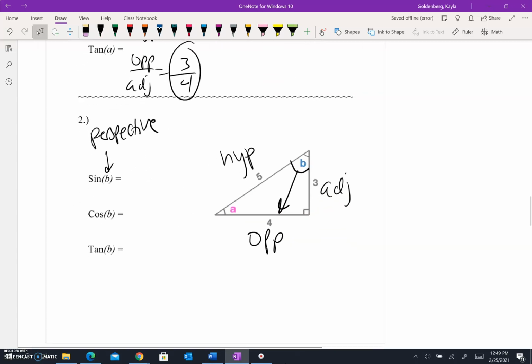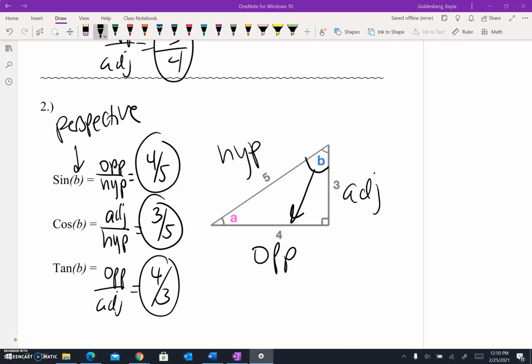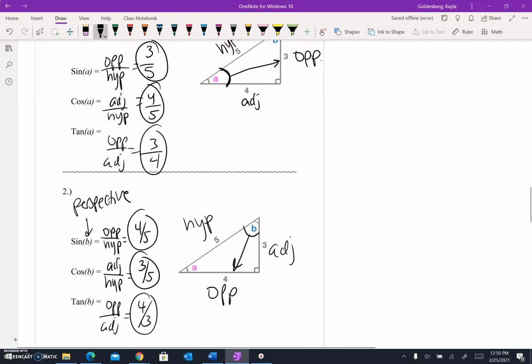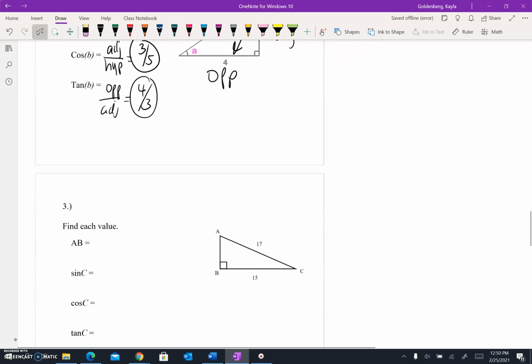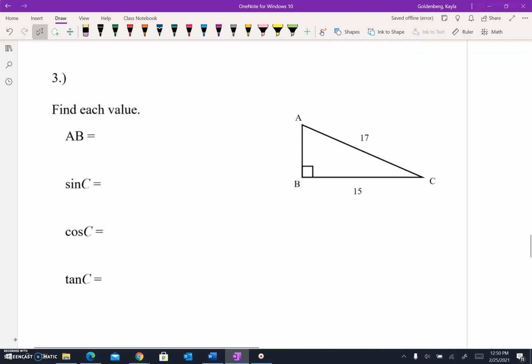So go ahead and pause the video and find the sine, the cosine, and the tangent based on angle B's perspective. Okay, double check your ratios and take a look at that. Notice they're going to be different from before, right, because we're on a different perspective. Okay, and then one final problem that we'll look at.